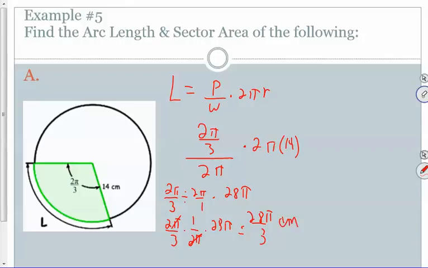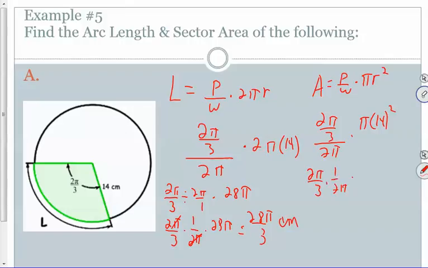Makes sense? Now, if I want to find the area, you do the exact same thing. The area is the part over the whole times pi r squared. So in this case, it goes back to 2 pi over 3 divided by 2 pi times 14 squared. Now, this becomes 2 pi over 3 times 1 over 2 pi times 14 squared, which I think is 196. This is 196 pi. So then 2 pi goes away. You get 196 pi over 3 square centimeters in area.